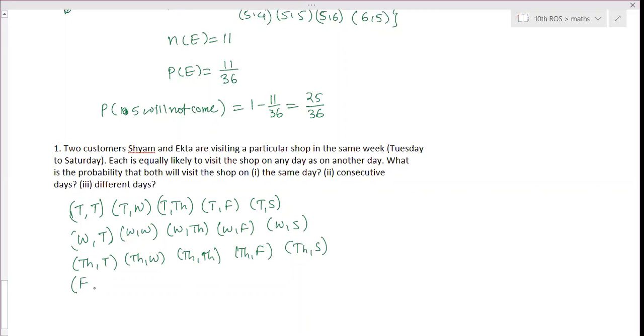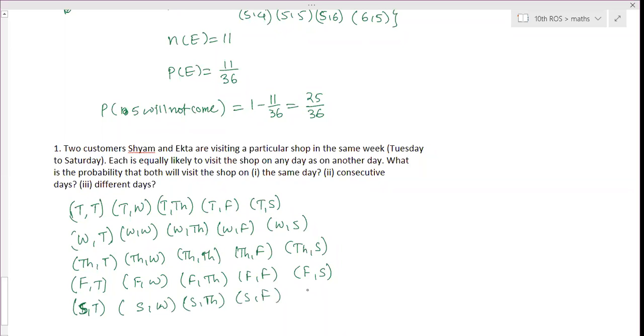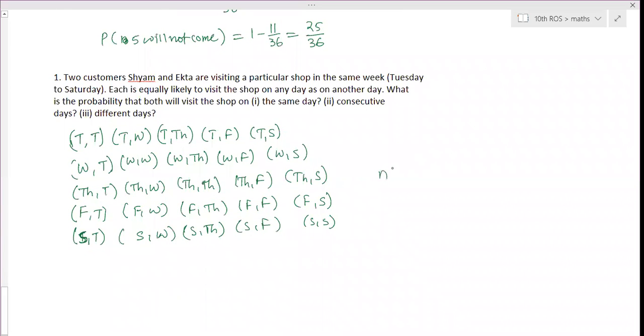Then Sham will go on Friday, and Ekta may go on Tuesday, Wednesday, Thursday, Friday, or Saturday. Sham will go on Saturday, and Ekta may go on Tuesday, Wednesday, Thursday, Friday, or Saturday. So now, how many total outcomes are there?